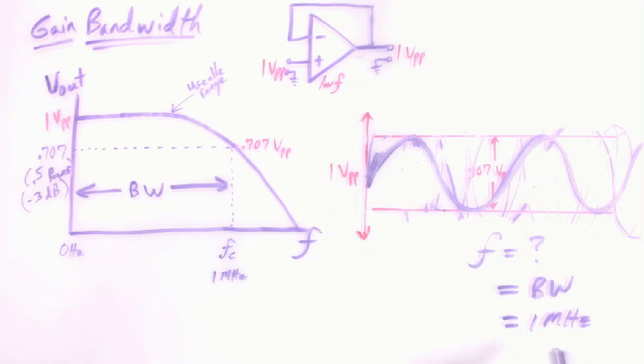And now we can tie the two together, because the rating that'll be on a data sheet for an op amp is called gain bandwidth. And we'll have to look at what they mean by that. Well, gain bandwidth is simply a product of the two. You multiply them together: whatever gain times whatever bandwidth it's capable of.